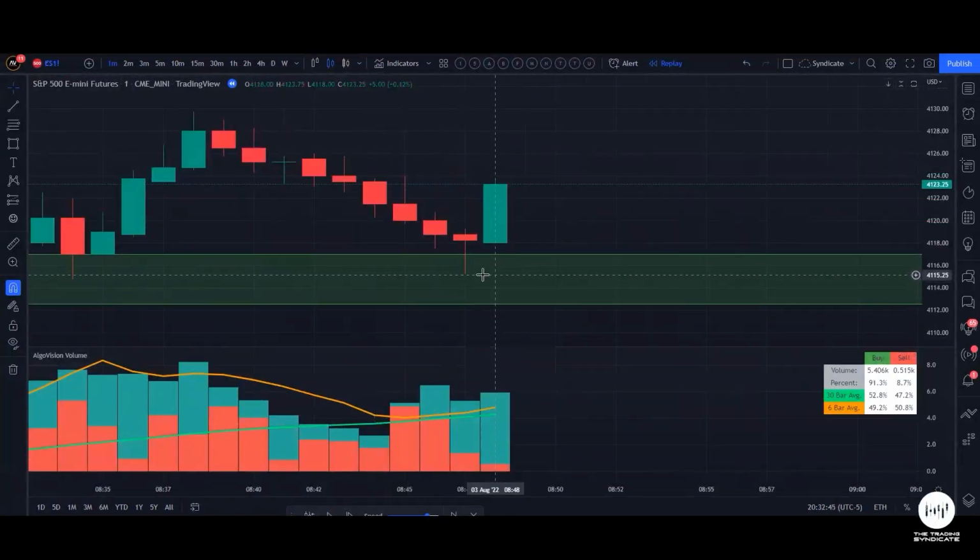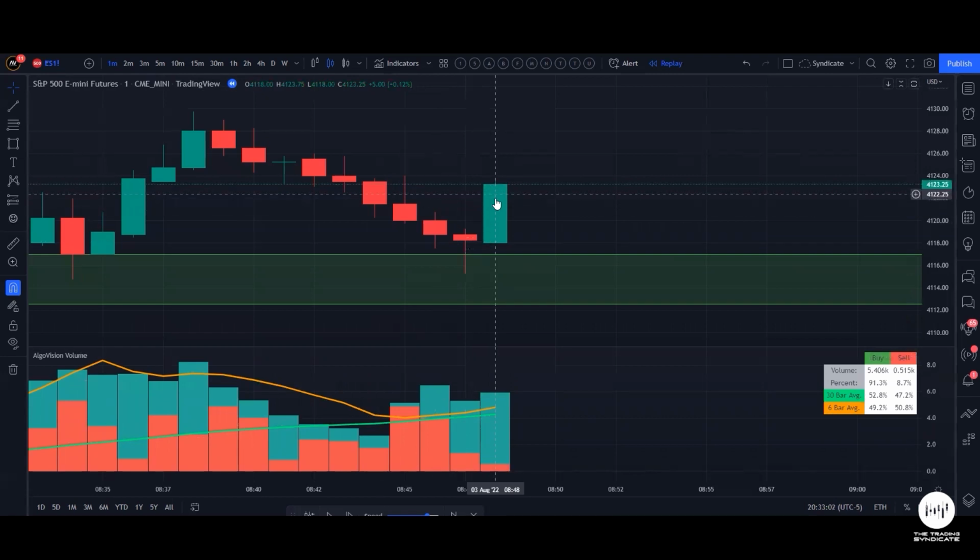Look at the candlesticks that lead up into the zone, these 3 candlesticks specifically. There is a decrease in the proportion of sellers, while we see an increase in the proportion of buyers, and that is represented by the decrease in red and increase in the size of the green.